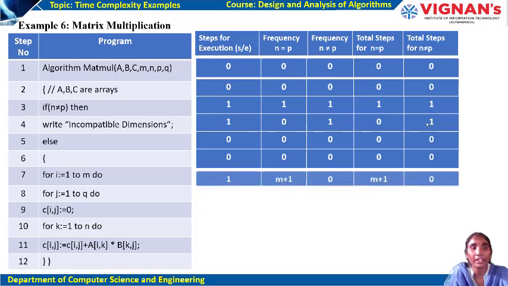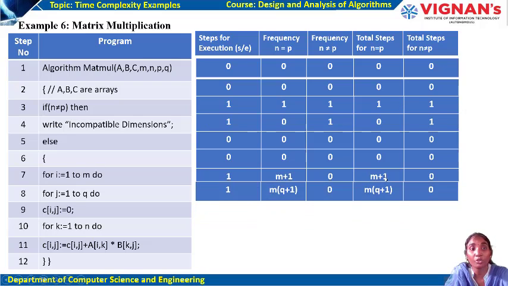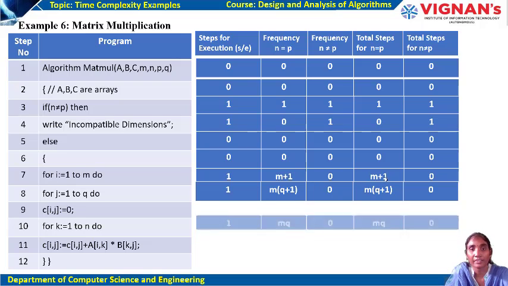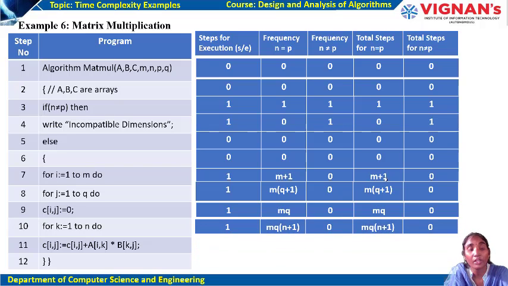So now for i equal to 1 to m, how many times? m plus 1 times, so m plus 1, for n equal to p. Next, j equal to 1 to q, q plus 1 into m. Next, C of i,j is equal to 0, which is in the two innermost loops, m and q. So, m into q. Now, k equal to 1 to n. Initially for the k loop, which is n plus 1, and which is the innermost of m and q. So, m into q into n plus 1.